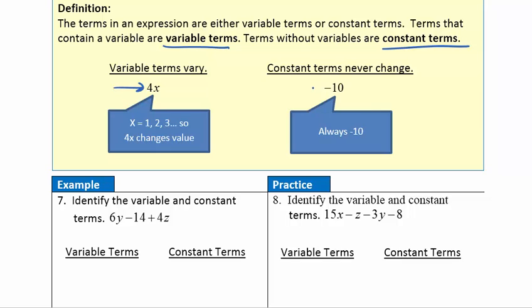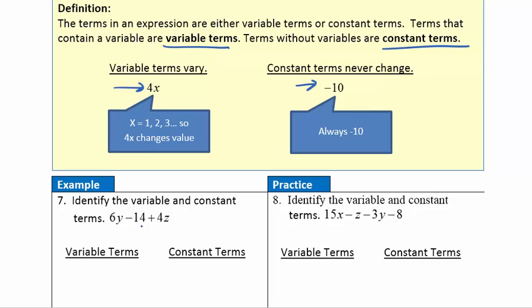A constant term doesn't have any variables at all. And here's a good example of a constant term, negative 10. This thing is always going to be negative 10. It's not going to change, and that's why we call it a constant term. Let's take a look now at example 7 to help you understand how to identify variable and constant terms.